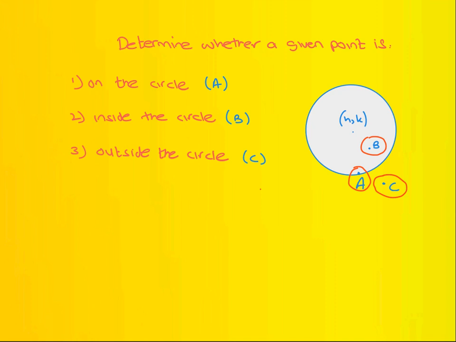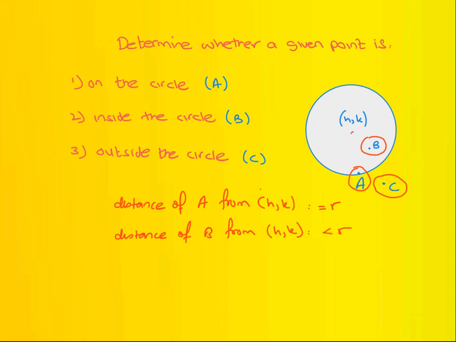If I talk about the distance of A from the center, this should be equal to the radius because it's on the circumference. If I talk about distance of B from the center, now if you look at the point B, it's closer to the center as compared to the points on the circumference. So this distance has to be less than the radius.